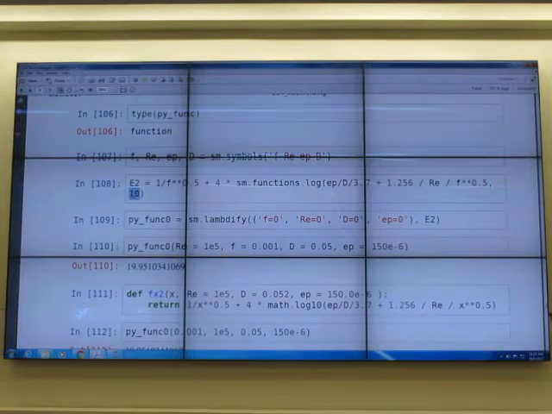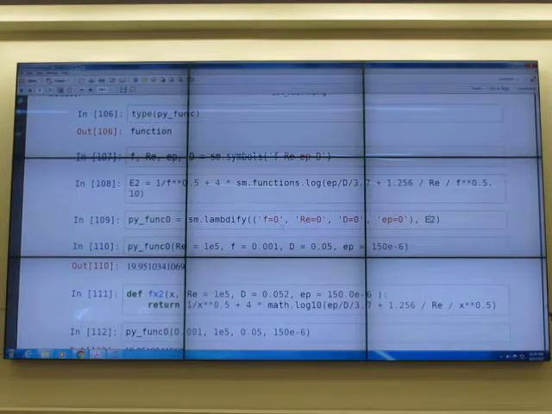Okay. Now I lambdify the Sympy function to be a regular Python function. The first part, I pass the tuple of parameters. So this function will have f, re, d, and ep. And I put default values. By default they are equal to 0, 0, 0, 0. So this is the list of parameters. And then I pass the function, the Sympy function.